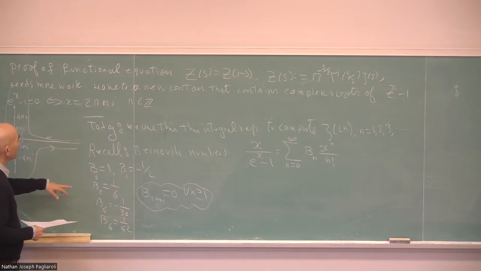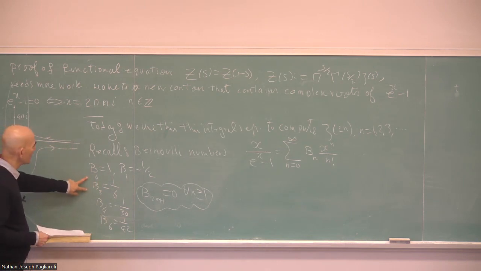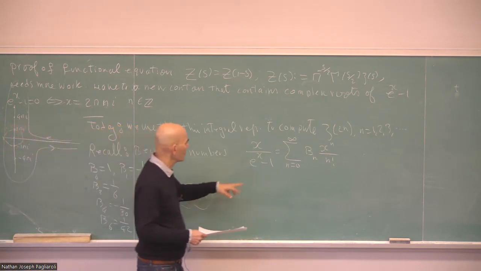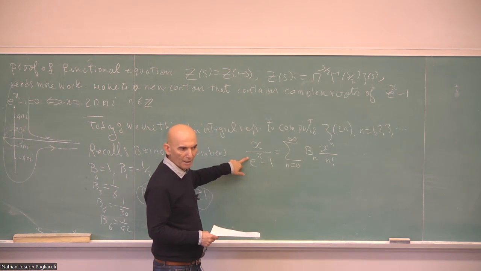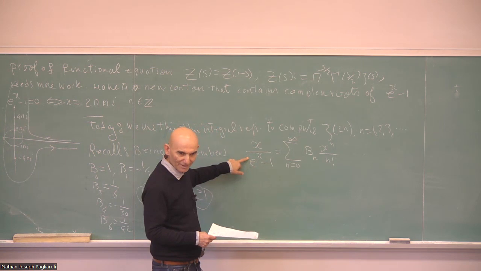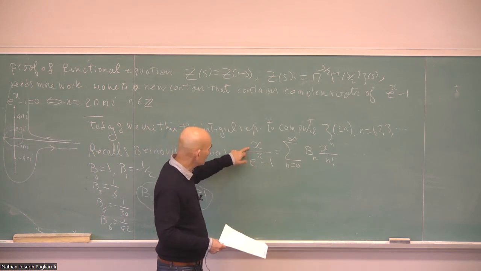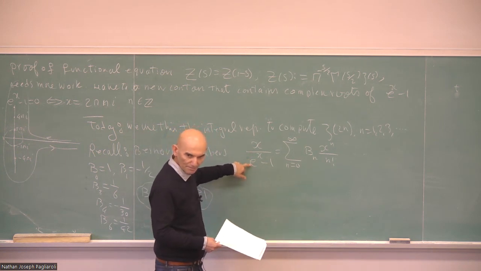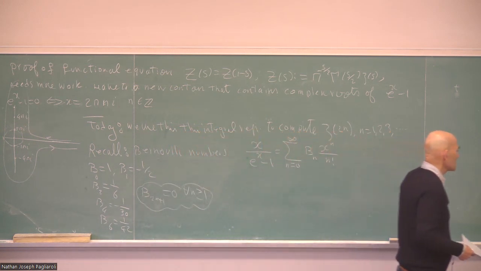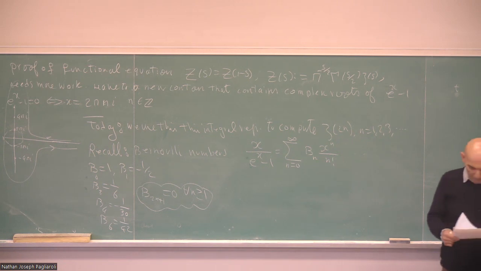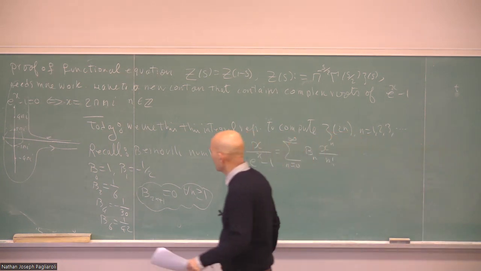Now, you see that this generating function actually almost appears in the integral representation for zeta. This is the right-hand side. There is 1 over e to the x minus 1. You have it there, right? So in fact, we're going to use this. So let's compute then.